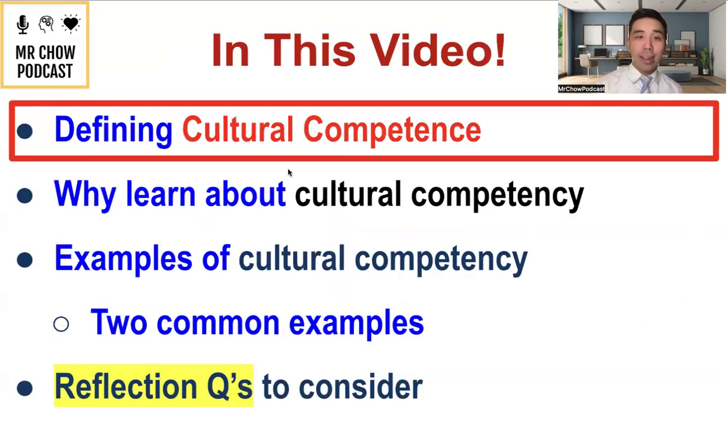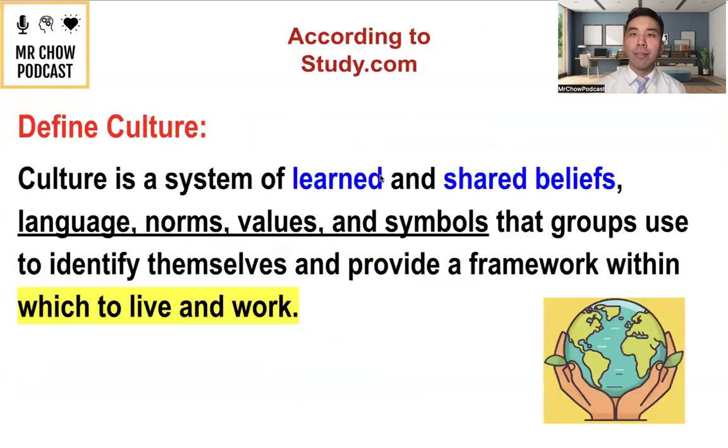All right, let's define culture. Let's define cultural competence. Let's then learn why cultural competency is so important. Then let's look at some actual examples of it, two common examples, and then I'm going to leave you off with some reflection questions to consider. All right, so here we go.